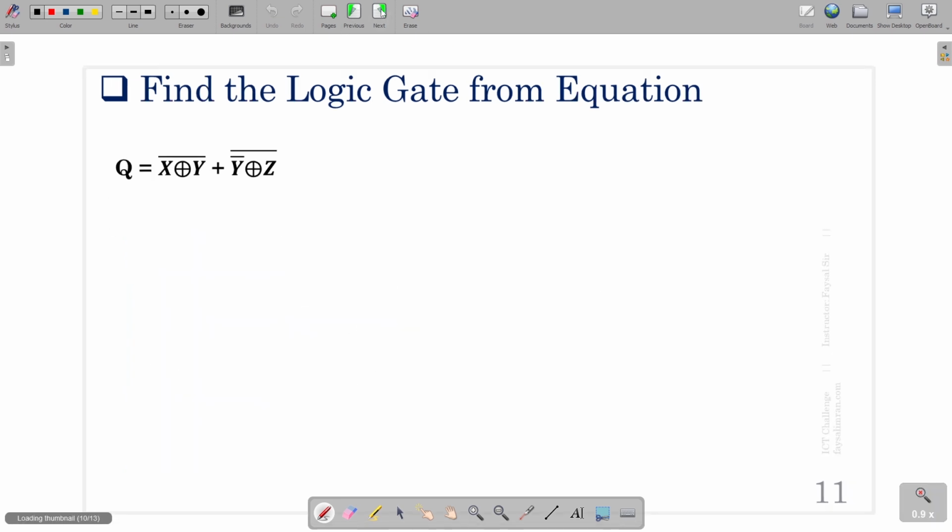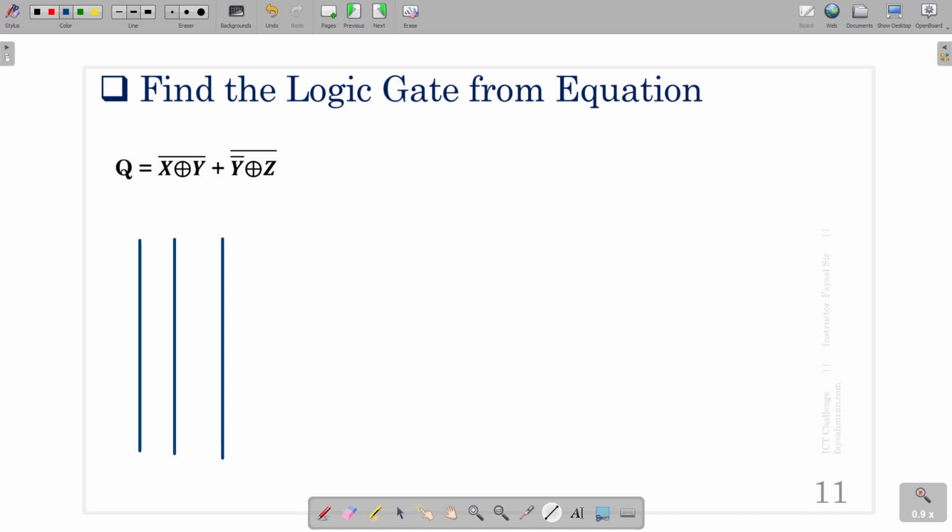Now we have a final part, sorry, we have two. So this one is x XOR y whole bar. Now we have to draw some line for x, y and z. Mark here with a different color, x, y. We need y bar also, right? So that's why we take some space for this y bar, and this is the line for z.